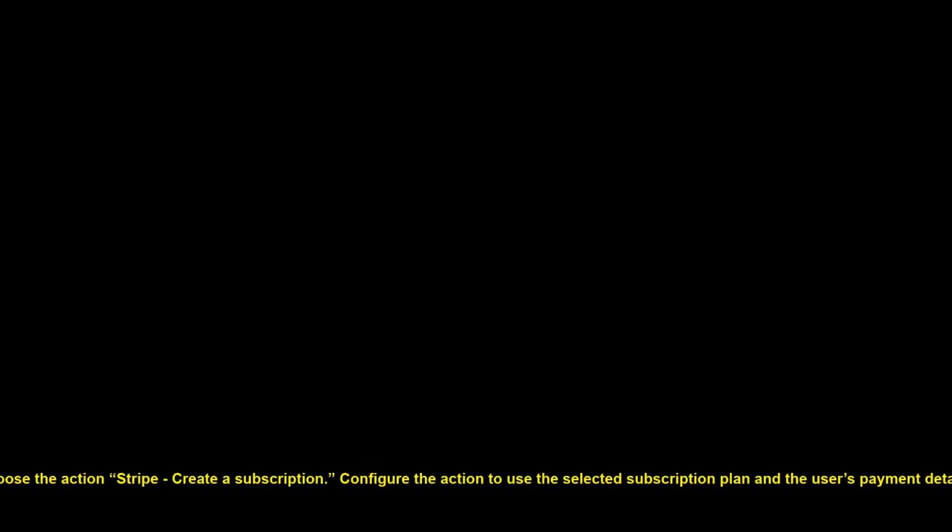Choose the action Stripe, create a subscription. Configure the action to use the selected subscription plan and the user's payment detail. Make sure to associate the user with the subscription by selecting the user data type. If your app requires trial periods, add this functionality in the subscription workflow.